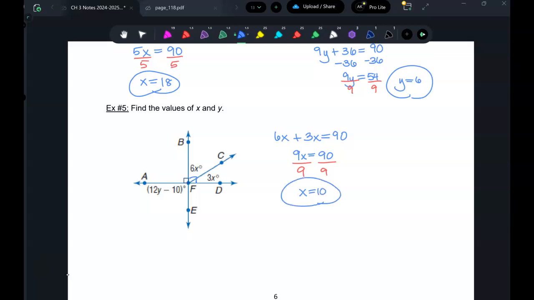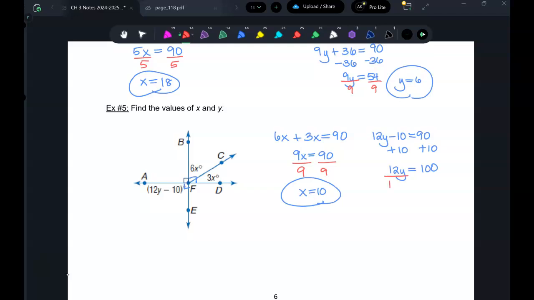Okay. And for y, 12y minus 10 equals 180. Well, how much does this angle have to be? 90. So we're not going to make it equal to 180. We want to make it equal to 90. So here, 12y minus 10 has to equal 90. So we're going to add 10. 12y equals 100.